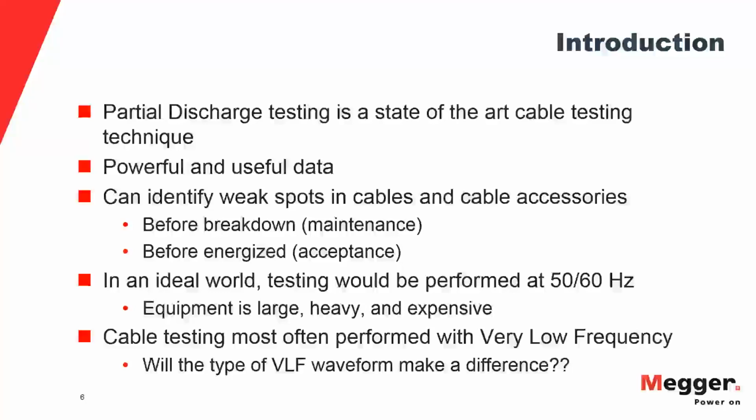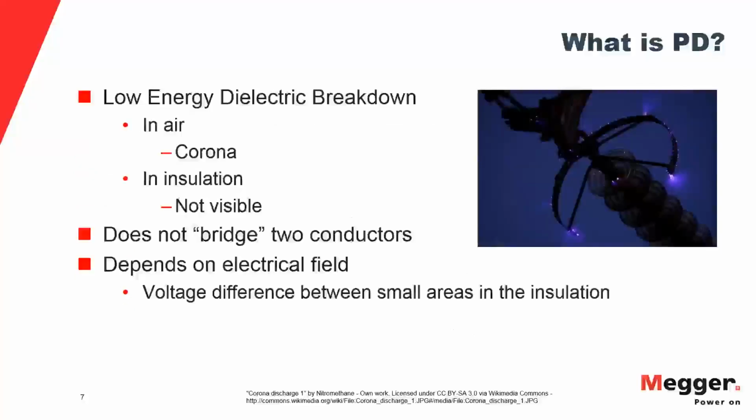In an ideal world, we would perform these tests at 50 or 60 hertz. That's what the cable sees in service. That's what we'd like to see. But the equipment to do that is very large, very heavy, and very expensive. It requires a lot of power to do this testing. Because of that, most commonly, cables are tested using VLF, or very low frequency, technologies. We have a couple of different options when it comes to VLF waveform, and what we're here today to discuss is whether the waveform we choose will make a difference in the partial discharge results. So what is partial discharge?